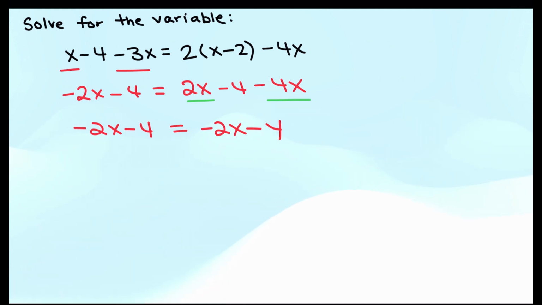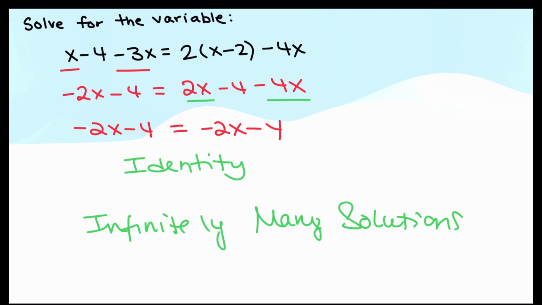Now, if you recognize at this point that you have an identity, you can stop here. This is an identity because the two sides are exactly identical, exactly equal. If we were to try to get rid of the x's, if we were to add 2x to both sides, we'd end up with a true statement. The x's would disappear. And so you can stop as soon as you recognize that you have an identity, you have identical things on both sides.